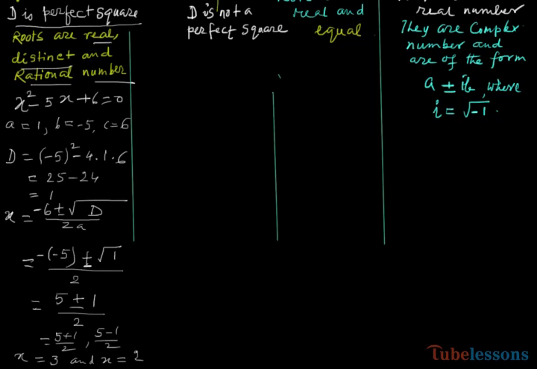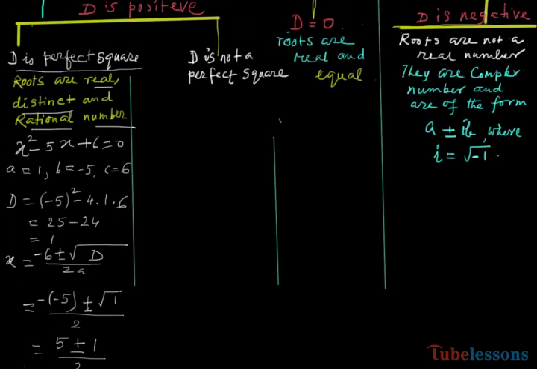Now, what happens when d is not a perfect square? If d is not a perfect square, then roots are real, distinct or different, but irrational numbers.